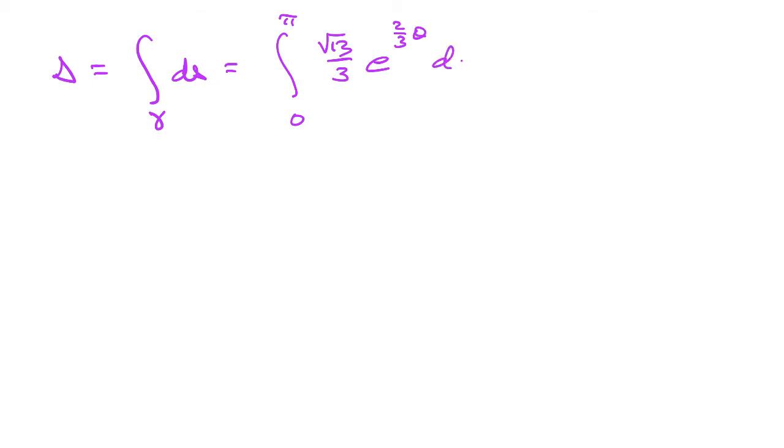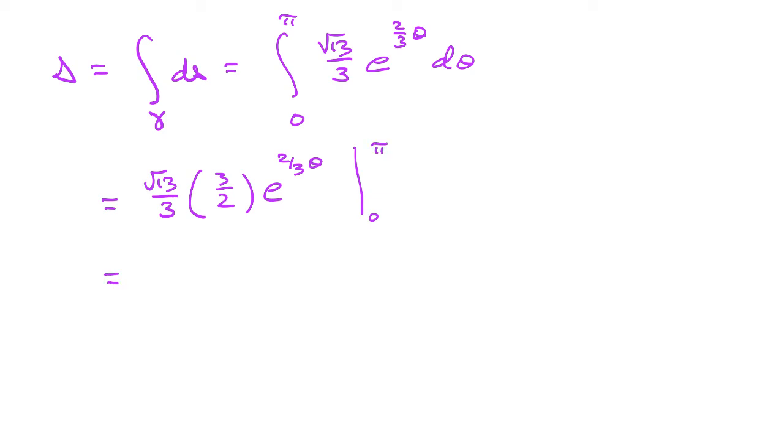Now we're ready to actually do our arc length. For an arc length S, we have just the integral over our curve of ds. In this case, this is going to be the integral from 0 up to pi of the square root of 13/3 times e to the 2/3 theta d theta. Just doing this integration, we have root 13/3, then a 3/2 e to the 2/3 theta evaluated between 0 and pi.